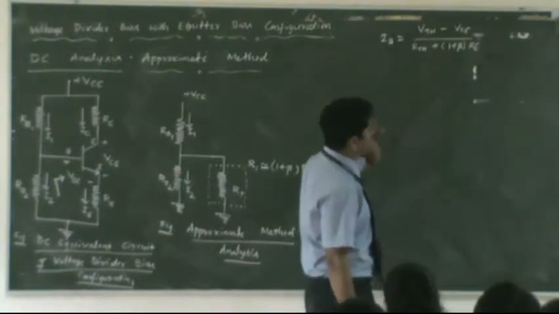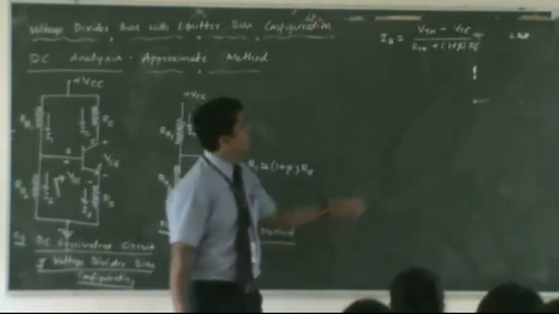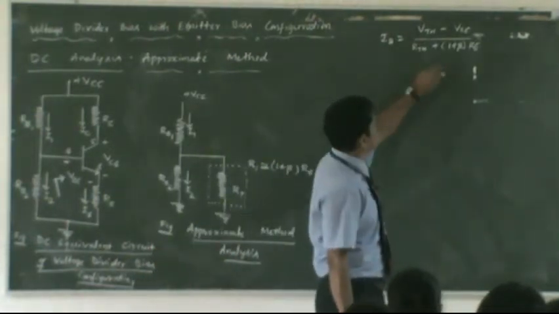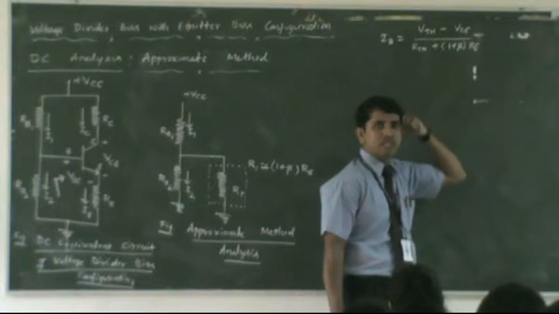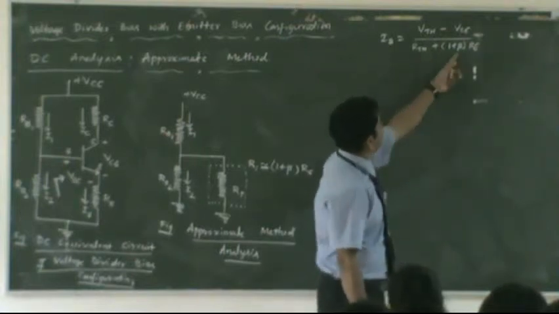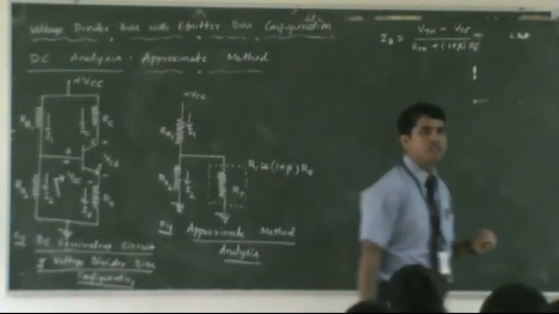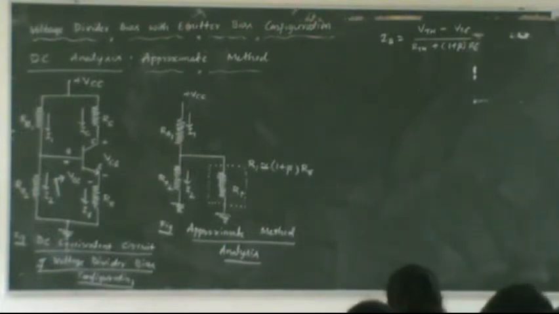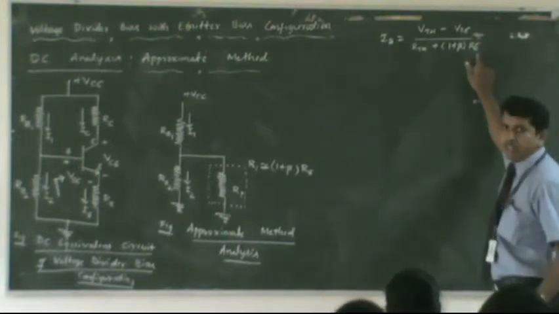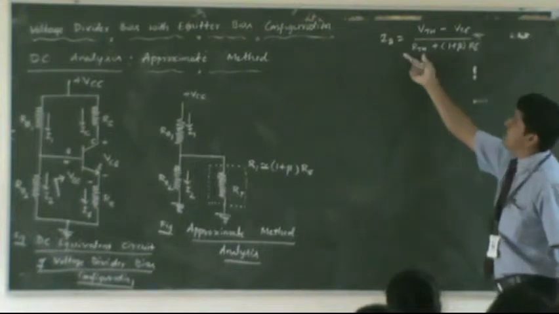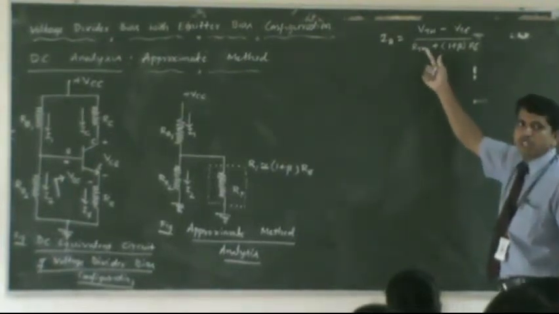If you look at the terms present in the denominator, the R Thevenin term is there and the 1 plus beta times R E term is there. If you compare these two terms, obviously the R Thevenin term is small. Say RB1 and RB2 are 4 kilo ohm each. What is the parallel combination of those? Very small. Compared with 1 plus beta times RE, this becomes a small quantity.